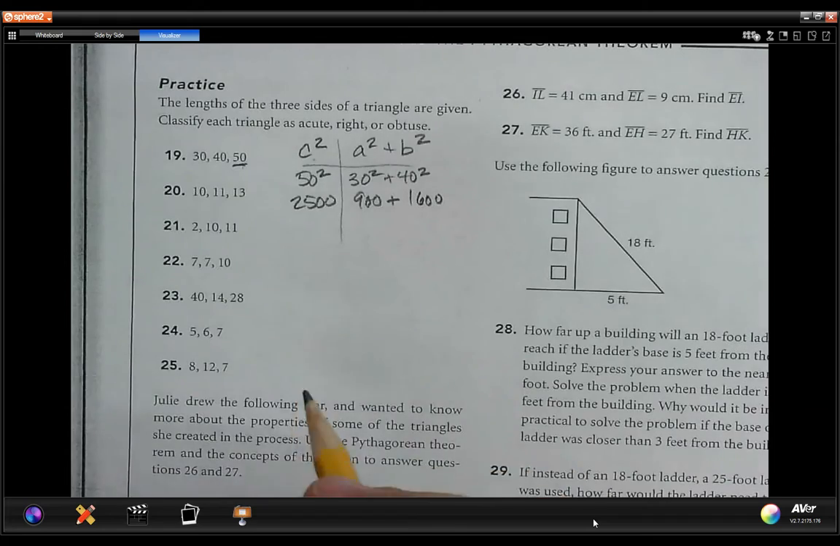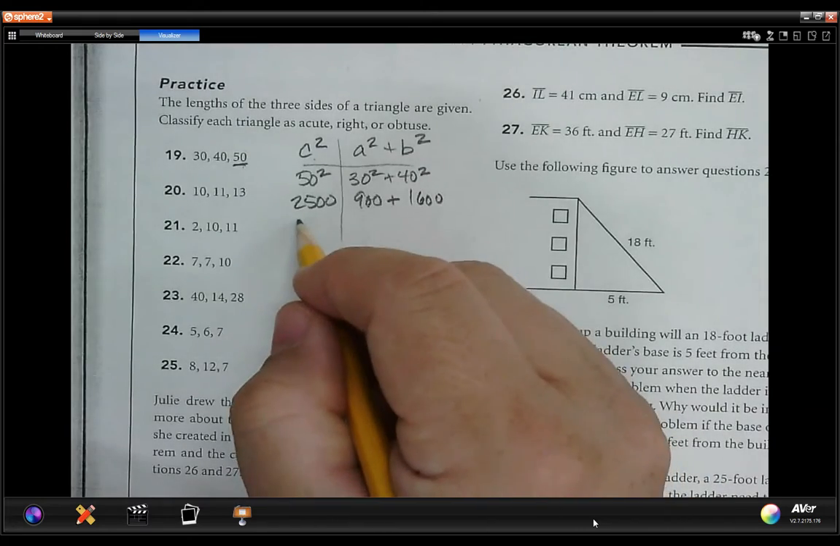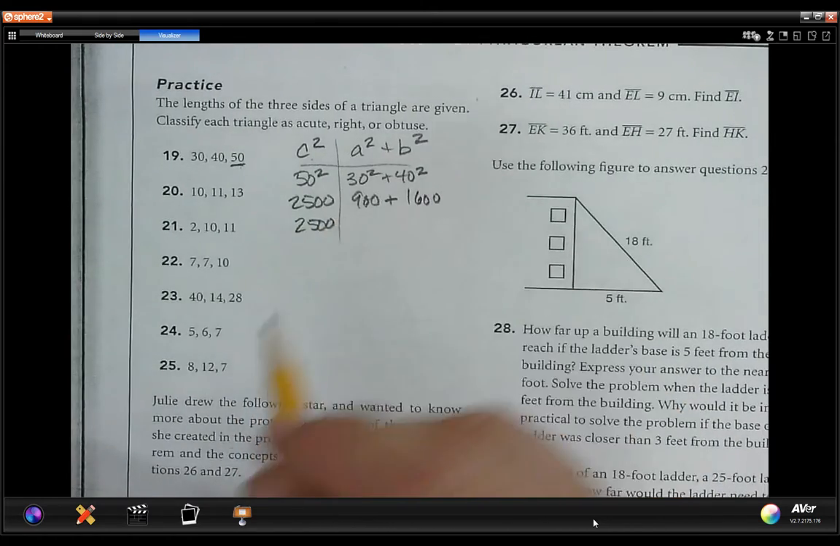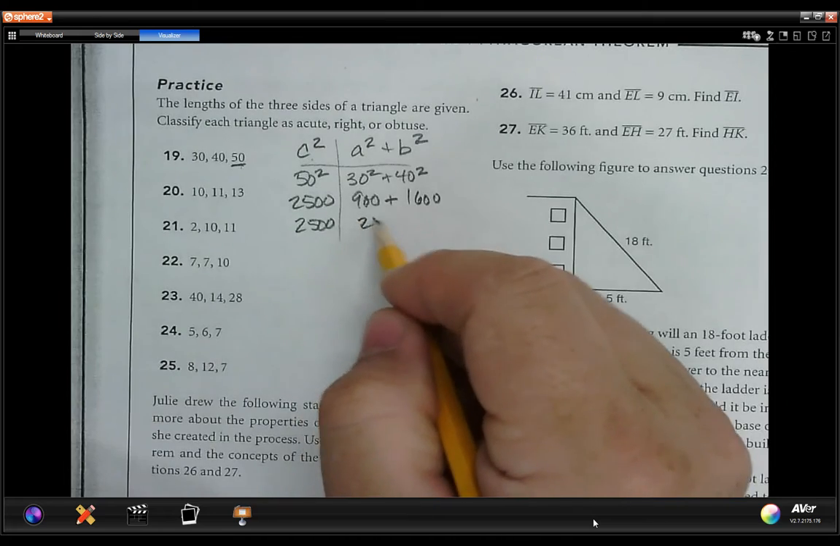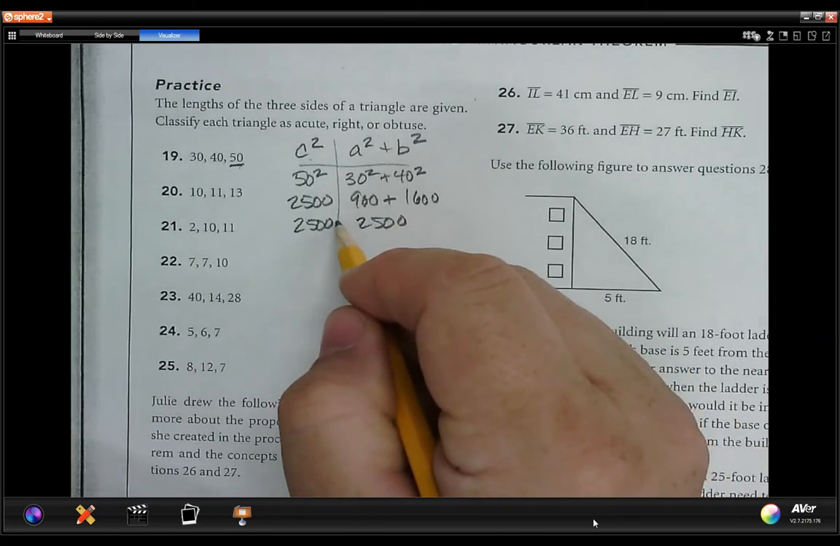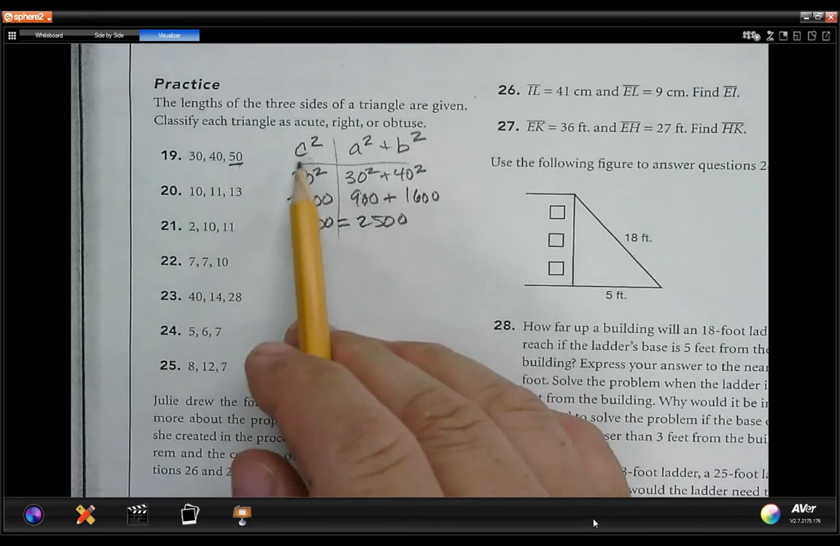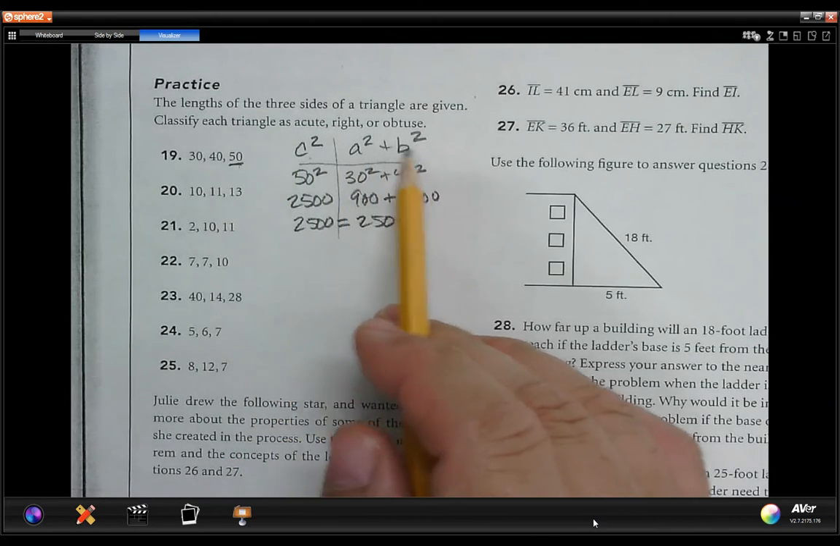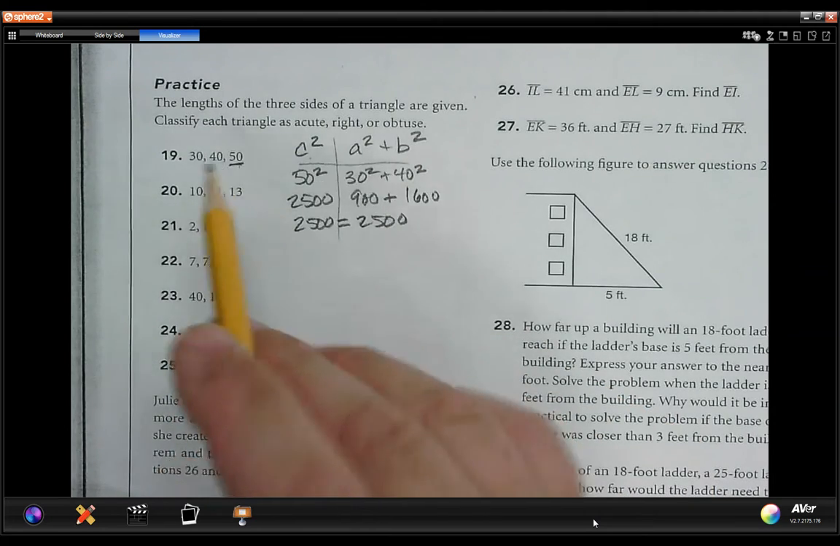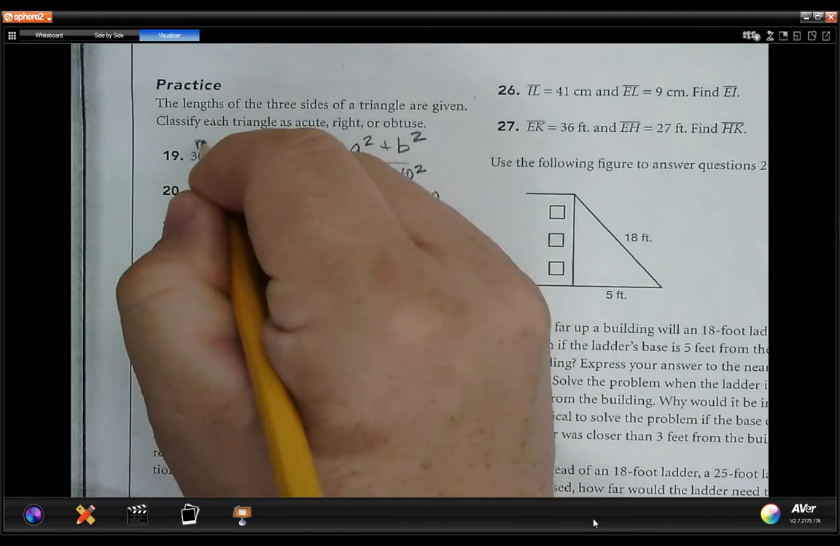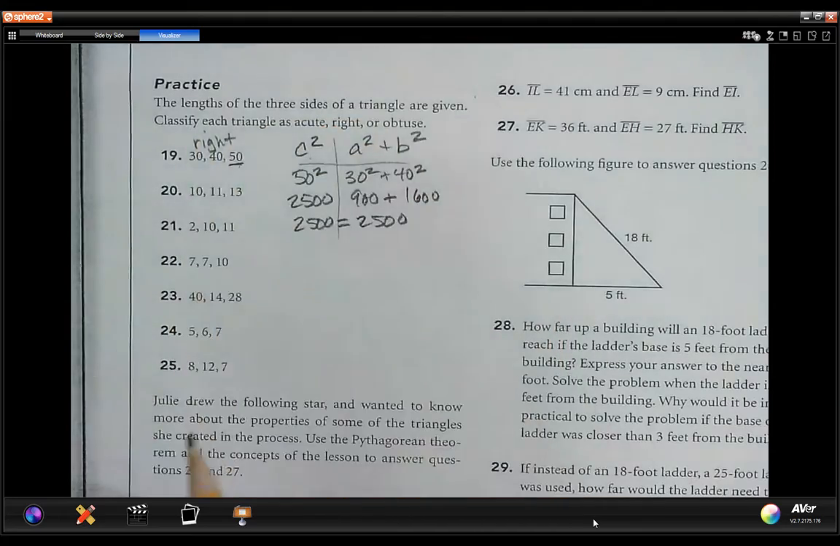Now let's do the only math that we've got left. We've got 2,500 on this side. We've got 2,500 on this side. Those two numbers are equal. So what kind of triangle is this? If c squared equals a squared plus b squared, then what does that tell us? That tells us that this triangle is, in fact, a right triangle. So for number 19, that would be right.